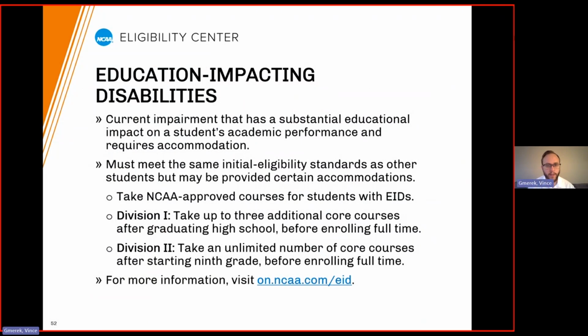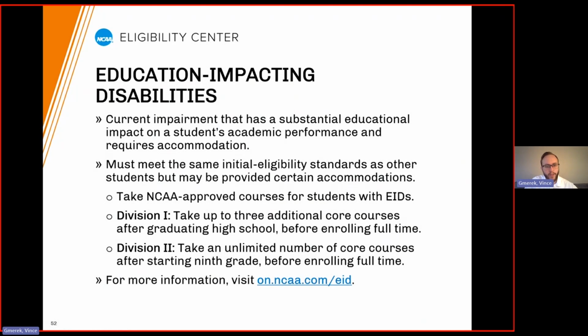So we have one general policy regarding education impacting disabilities. It's a universal policy for all students, international or domestic, and it provides the same accommodation. So if you have an education impacting disability, it needs to be a current impairment that has a substantial educational impact on your student's academic performance, and it requires accommodation. All NCAA students with or without education impacting disabilities must meet the exact same initial eligibility requirements. So they have to take the same courses in the same subjects.